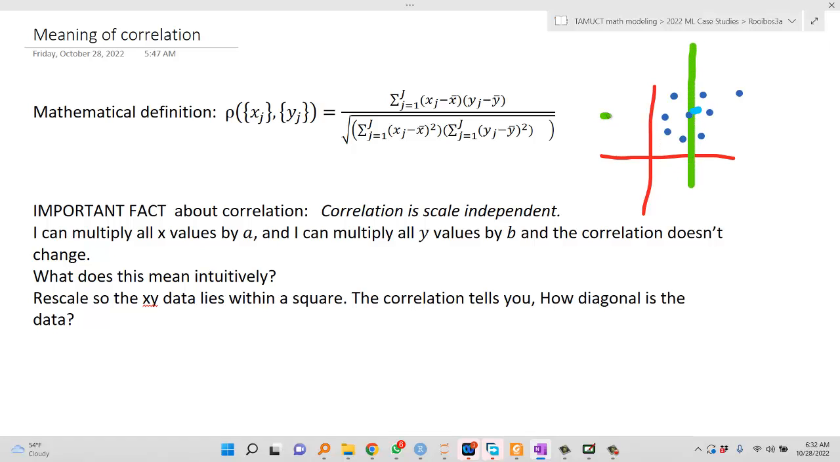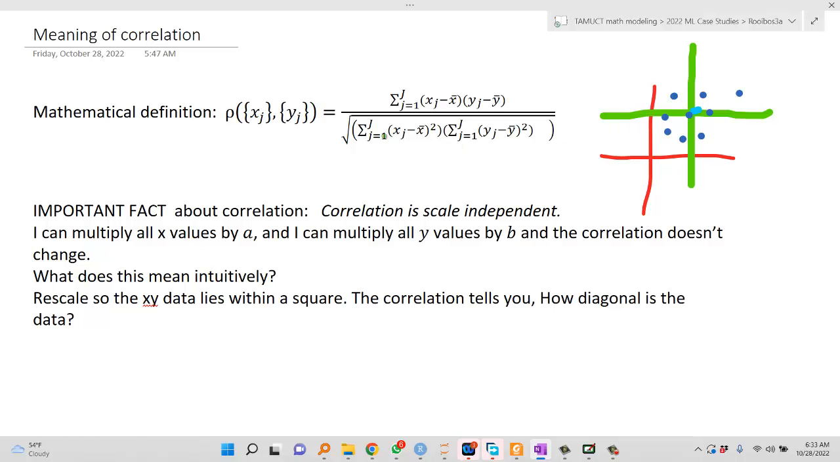Okay? Then xj minus x bar is simply the x-coordinate in this new axis. Right? The value of x relative to the green axis is in fact xj minus x bar. Right? So I've got these points. I have their x-coordinates, those are the xj minus x bars. The y-coordinates are the yj minus y bars.